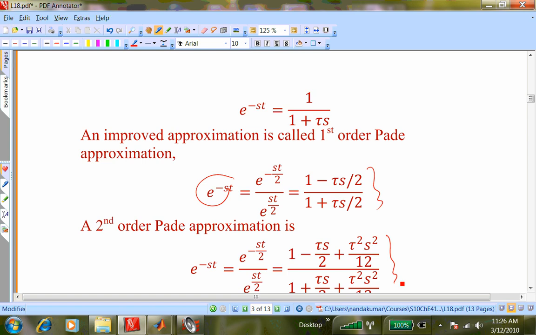The most accurate way is to actually use e to the power minus s tau, and there is a block in Simulink to do that. Really, there's no need to approximate it except when you're doing it by hand. In an exam, this will be important. If I say there is a pure time delay, you need to be able to approximate it by this and then use that in partial fractions.